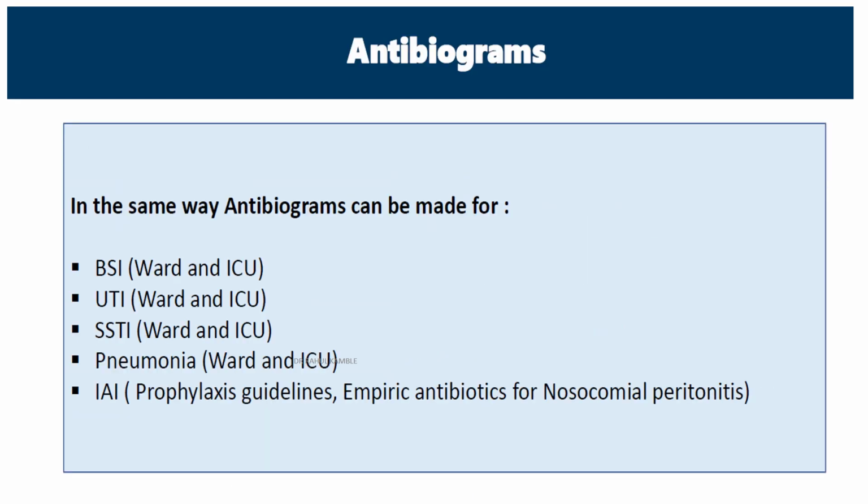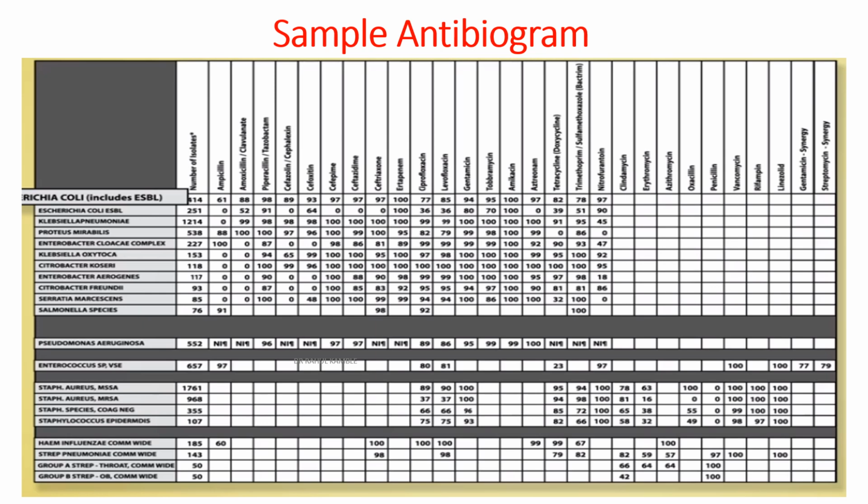In the same way, antibiograms can be made for different clinical samples like blood sample, urine sample, wound swab, and for different clinical departments like ward and ICU and others. So this is just an example of how the antibiogram looks: the antibiotic sensitivity against the different organisms, in decreasing order of sensitivity. So this gives an idea to the clinicians for choosing the correct, rational antimicrobial on an empirical basis.